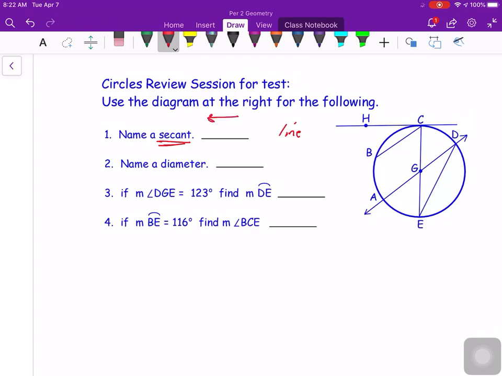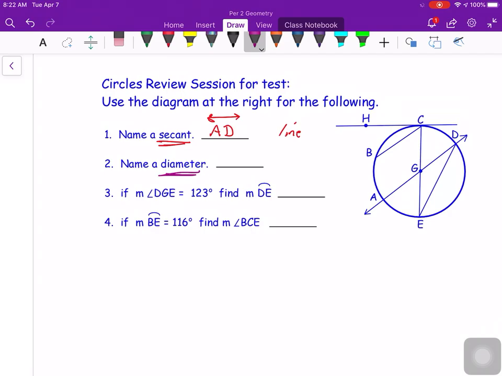And number one, it asks us to name a secant. Now, a secant has to be a line, so I know it has to have a line symbol. And then it has to go through the circle at 2 points. So an example of a secant line would be AD, line AD.